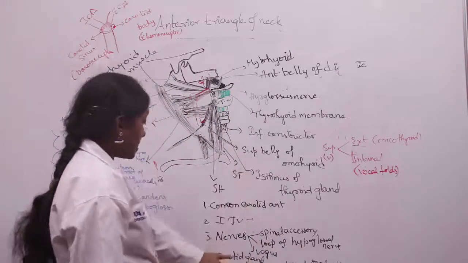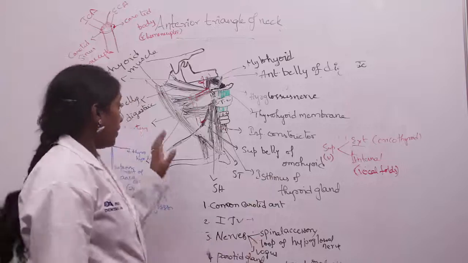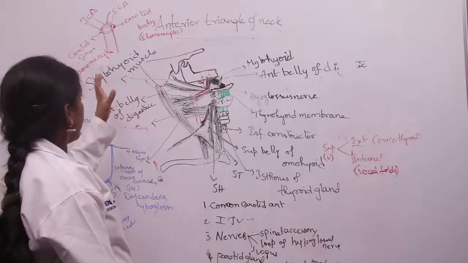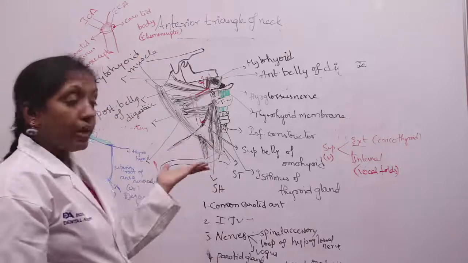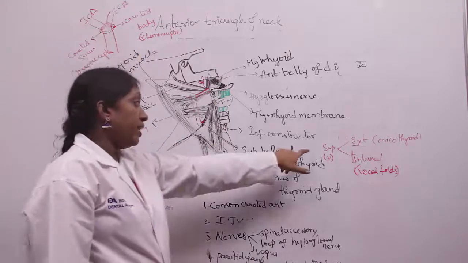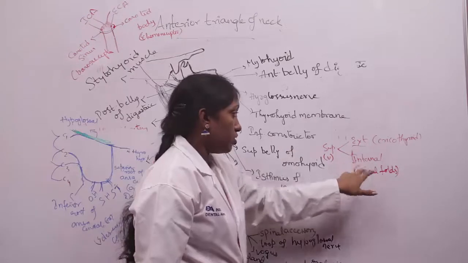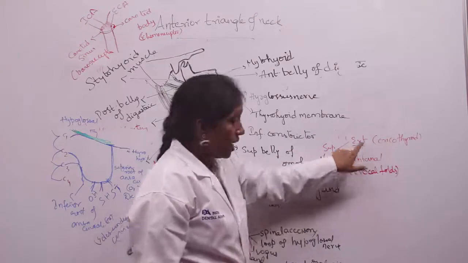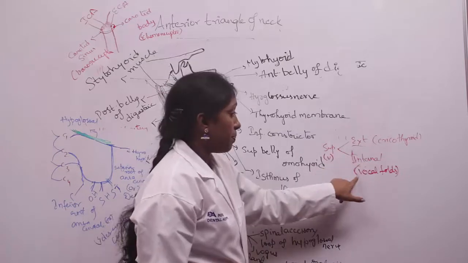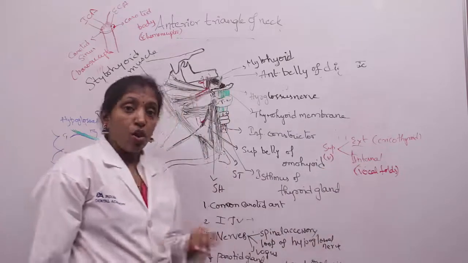So the vagus nerve here in the carotid triangle gives pharyngeal branches, branches to the carotid sinus and carotid body, and a superior laryngeal branch. The superior laryngeal branch divides into external and internal laryngeal. The external laryngeal supplies the cricothyroid, and it is motor, and the internal laryngeal nerve is sensory and supplies the mucous membrane up to the level of the vocal folds.